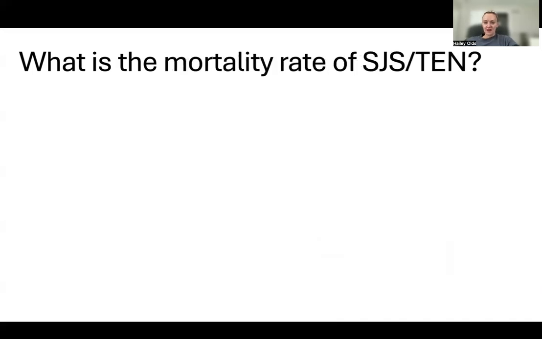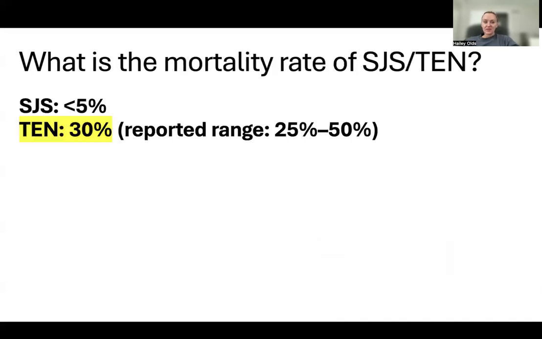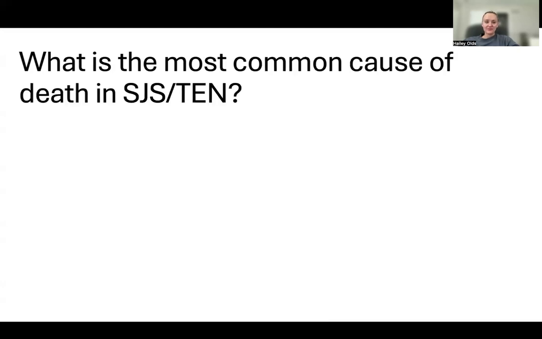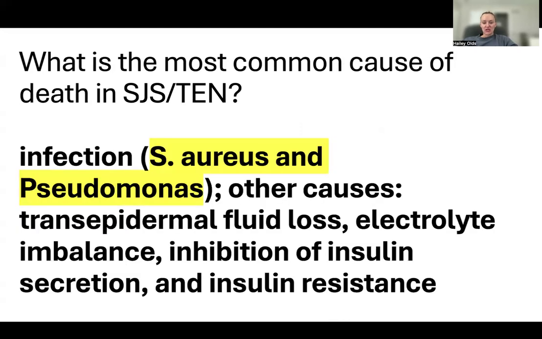What is the mortality rate in SJS/TEN? So SJS less than 5%, TEN is 30%, but that could be a range. What's the most common cause of death? So it's usually infection, either with Staph aureus or Pseudomonas, but other causes could include fluid loss, electrolyte imbalance, insulin issues as well.